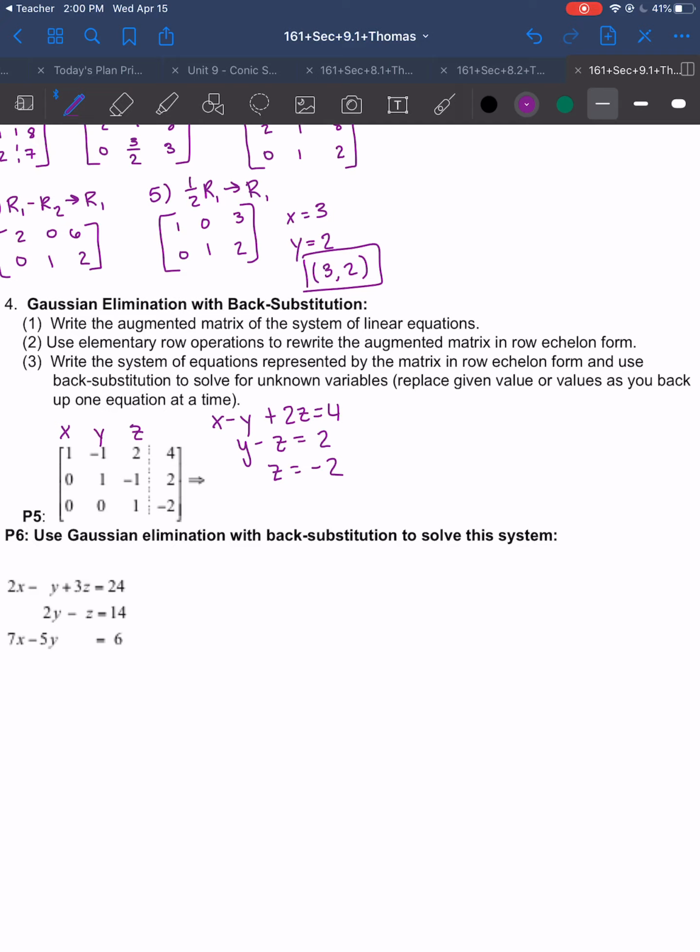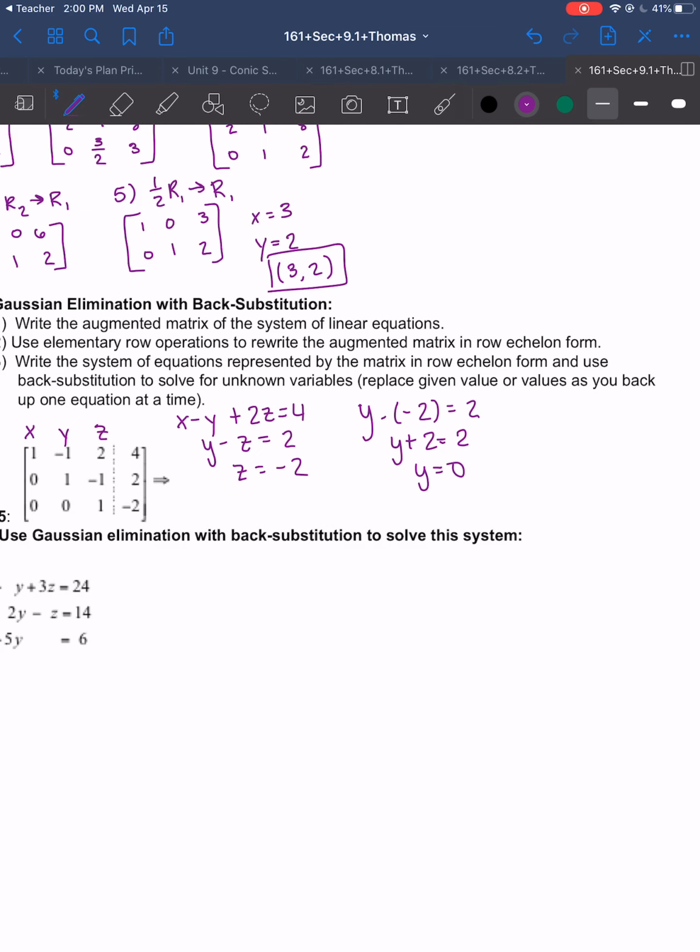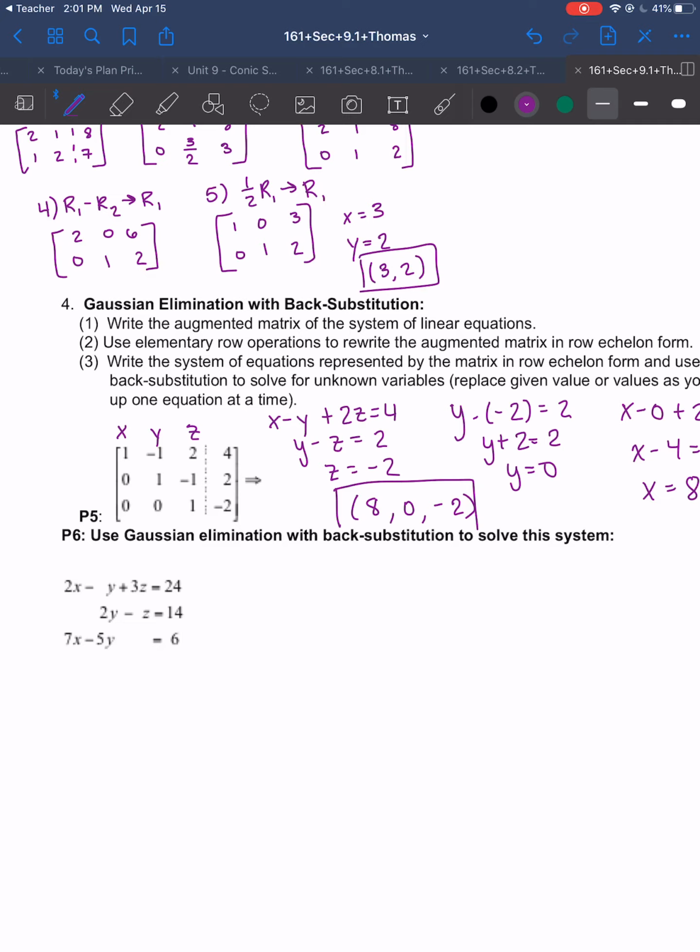So now I can take z equals negative 2 and plug it into that second equation. So I have y minus negative 2 equals 2. So y plus 2 equals 2, so y is 0. Now I have z and y, so I can plug those into the first equation. So x minus 0 plus 2 times negative 2 equals 4. So x minus 4 equals 4, so x equals 8. So then I have 8, 0, negative 2 as a solution. So that's how you do that using back substitution.